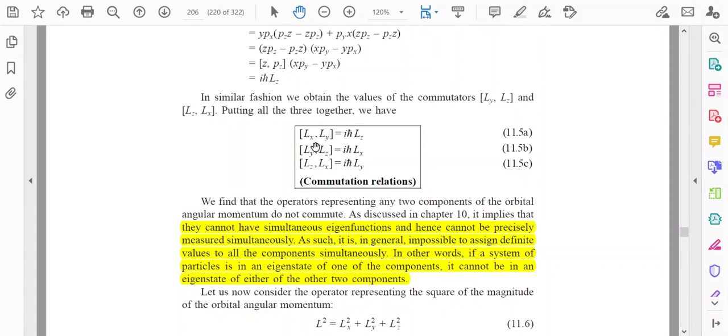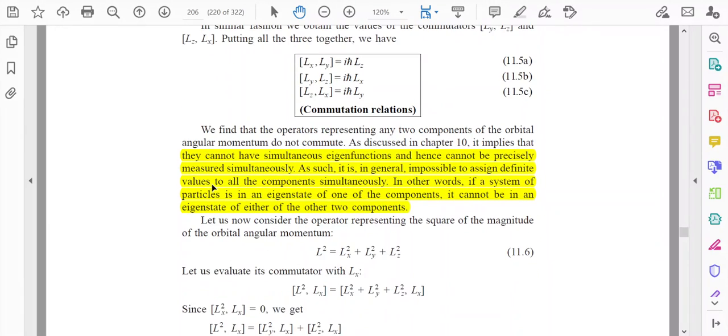So from these three relations, we can say that it is in general impossible to assign definite values to all the components simultaneously. Why? Because their commutation is not 0. In other words, if a system of particles is in an eigenstate of one of the components, it cannot be in an eigenstate of either of the other two components. So this is the significance of these commutation relations involving the angular momentum operators.